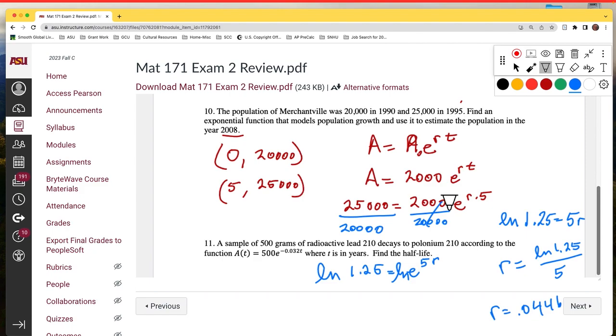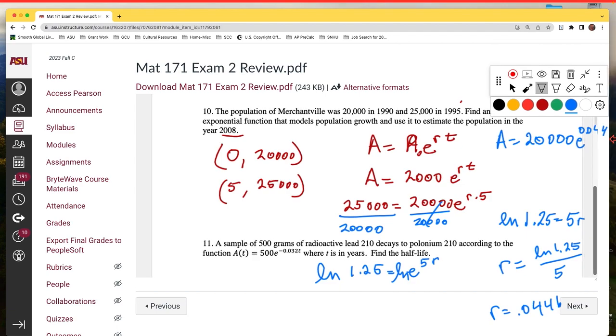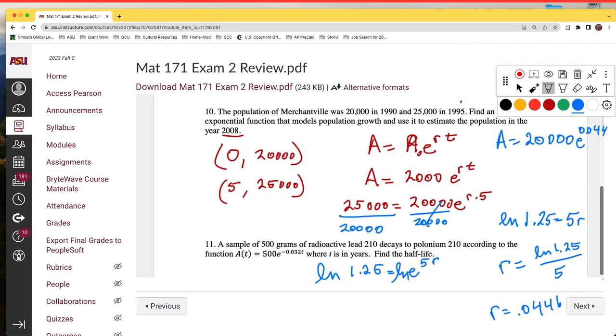So that gives us that we can use this formula. A equals 20,000 e to the 0.0446 t. Let me just do 0.045. I'll round it that way, t.